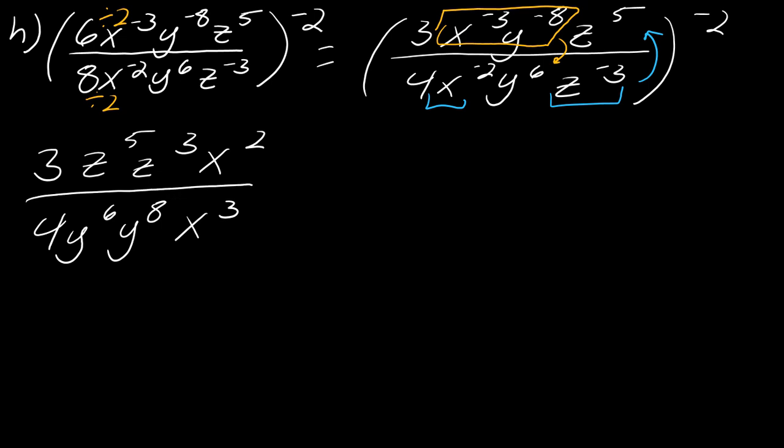All right, so let me double check everything. So let's see, I had a 3, yep. Z to the 5th, yep, I got that. I brought the z to the 3rd up. I brought the x squared up, cool. In the bottom, I had 4y to the 6th, yep. And then I brought the, yep, I brought that down, I brought that down.